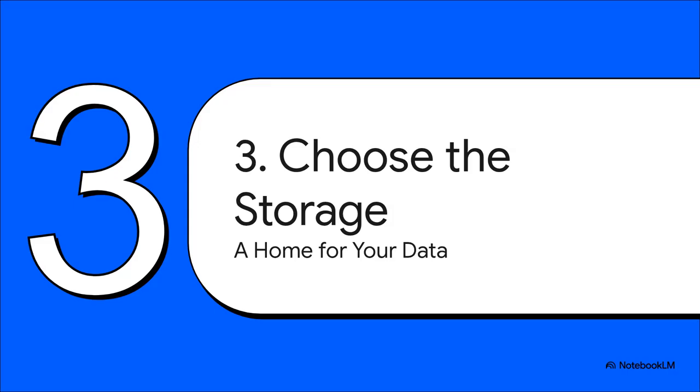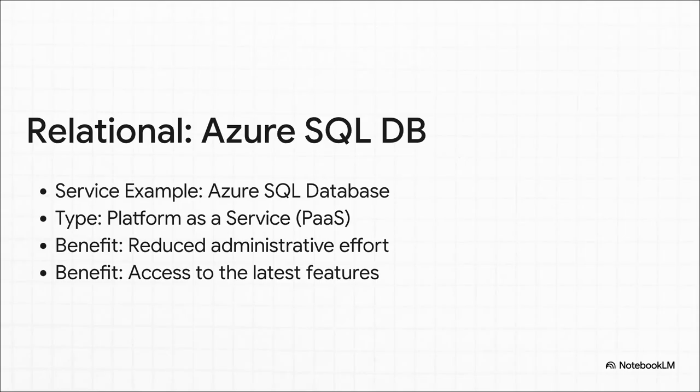All right, so we've got our workload figured out, we've got a structure in mind, now we've got to find a home for all this data. Where is it actually going to live? For that super structured data we just talked about, like in a star schema, a relational database is the go-to, the classic choice. And in the Azure world, that usually means Azure SQL Database. Because it's a platform as a service, or PaaS, Azure handles all the tedious stuff like backups, updates, and the underlying hardware.